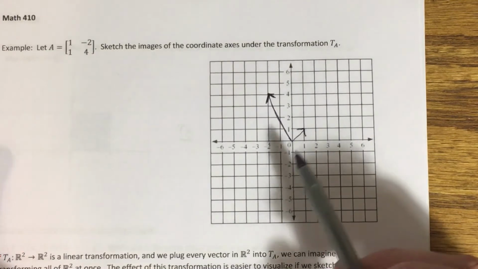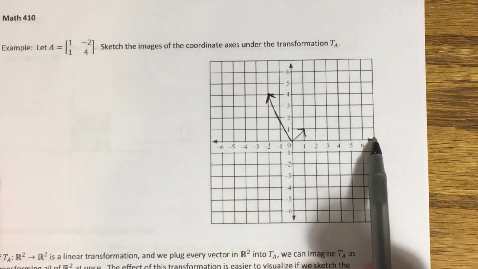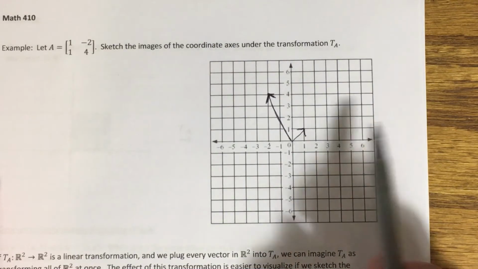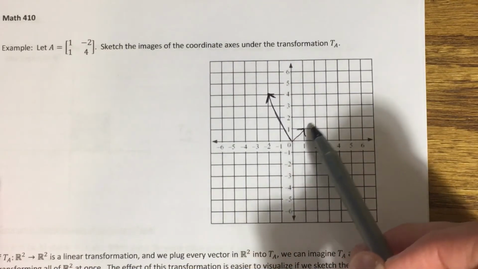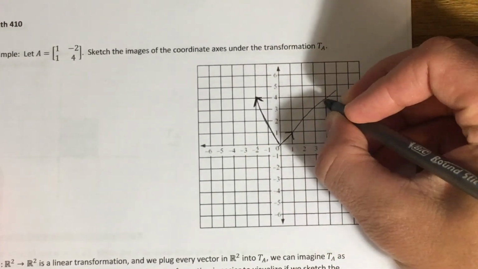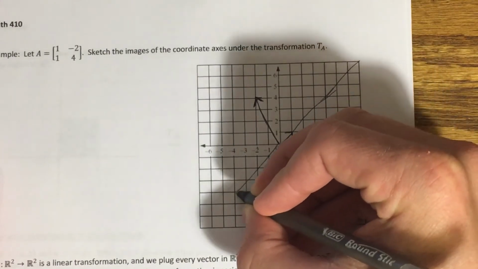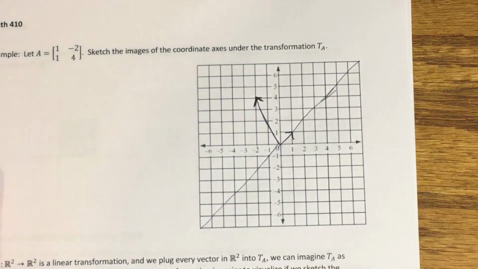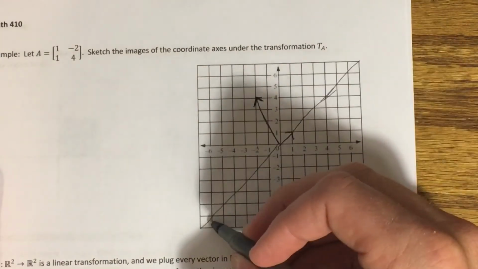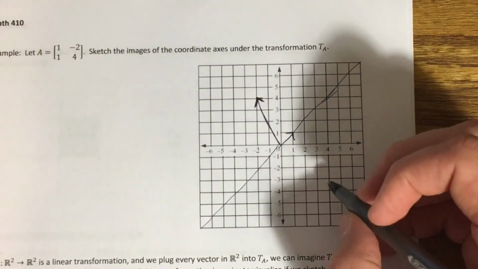So what this tells me is that the line that was parallel to i is going to be transformed into the line that's now parallel to the image of i. So that's going to give me this line right here, which I'm not drawing terribly well, but you should get the idea. Okay, so my x-axis, when plugged into this transformation, is going to get mapped over here.